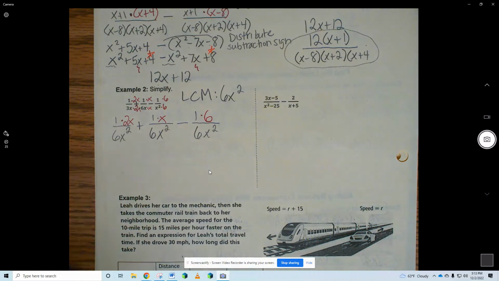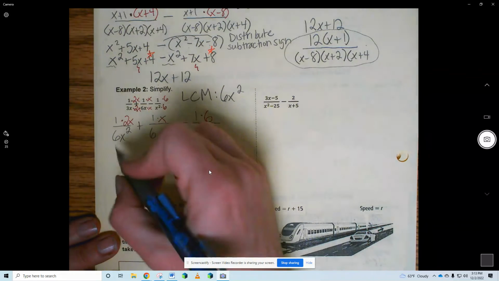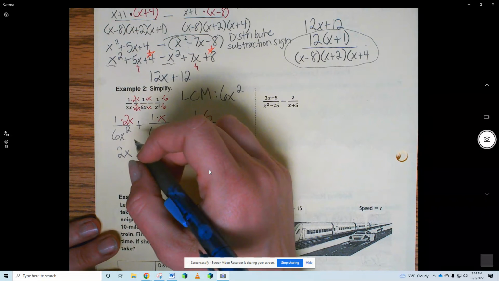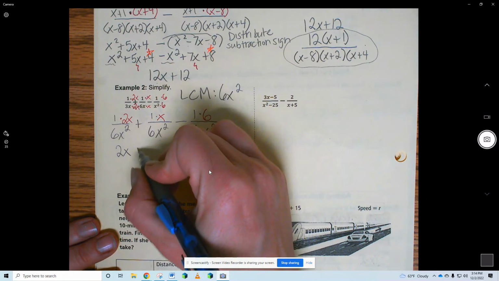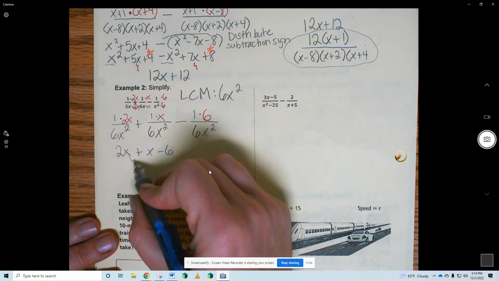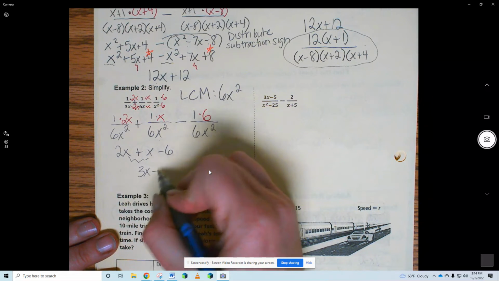Okay. I have 2x. I'm just going to focus on the numerators right now. I'll bring in the denominator at the end. Plus x minus 6. 3x minus 6.